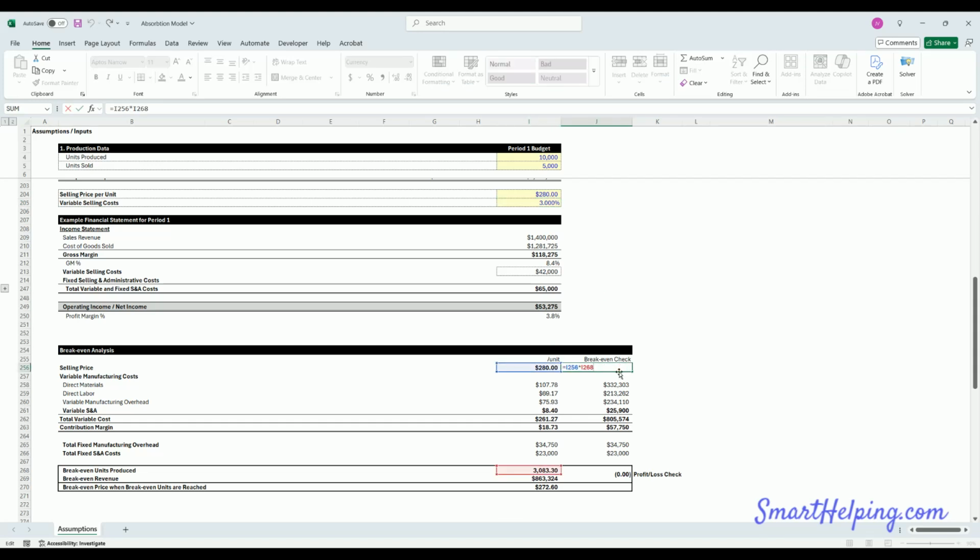Here's the break-even check. What am I doing with my break-even check? So this is just summing up all the top numbers. This is whatever I put in for my price.